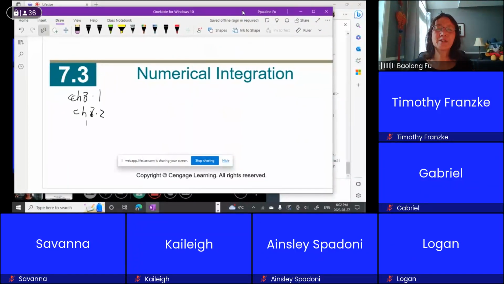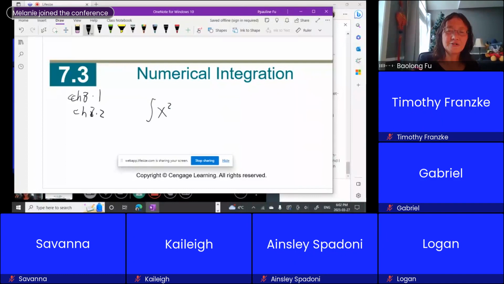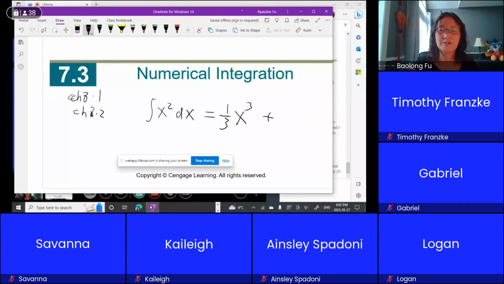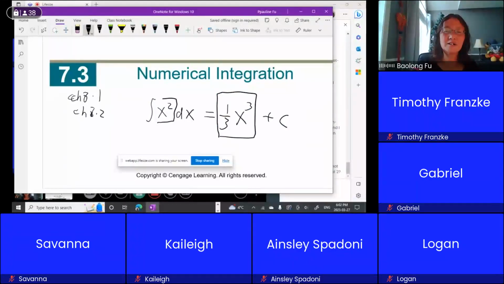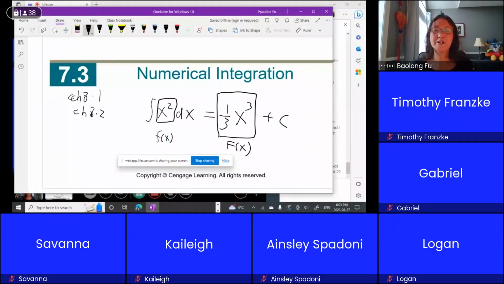Remember so far, when we talk about integration, so if I say integration of x squared, everyone agree this equals this. And we call this function the antiderivative of f. So f we use small fx, and this part we use capital Fx. Okay, so capital Fx is the antiderivative of x squared.